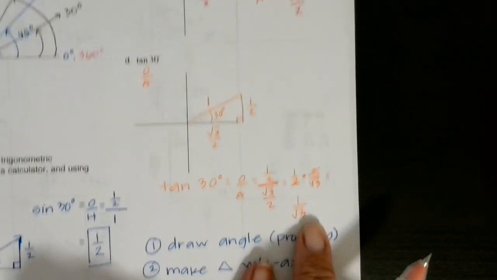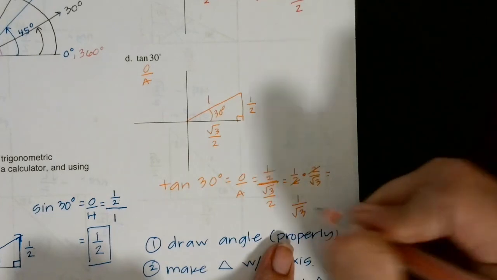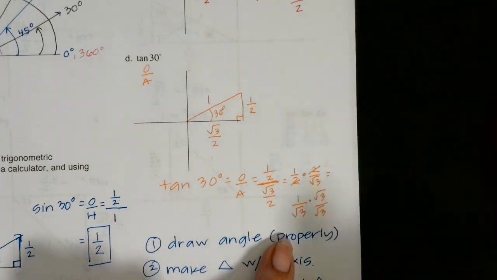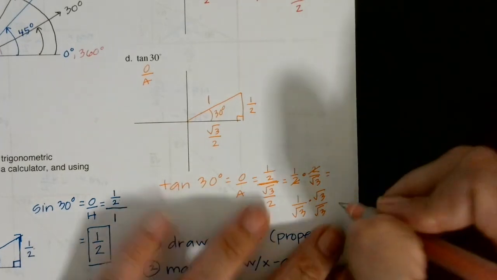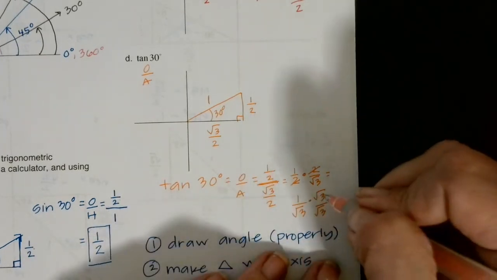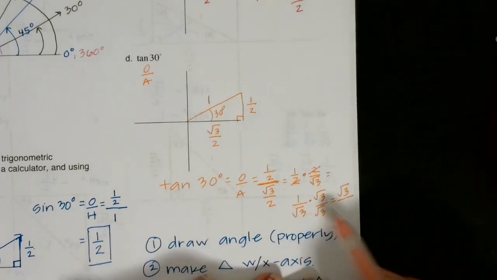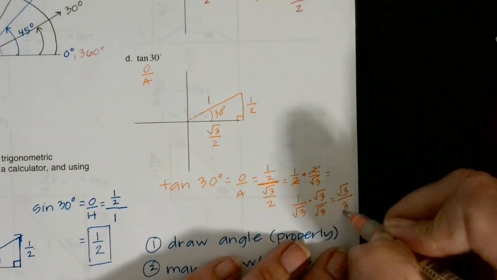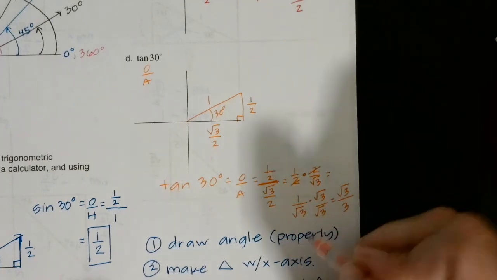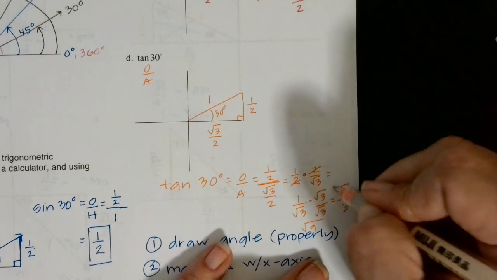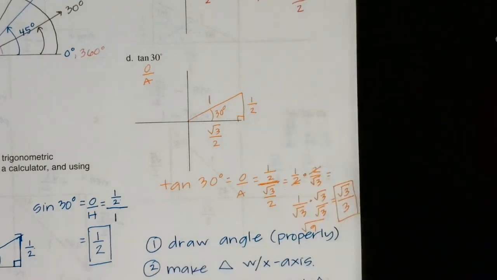You're not allowed to have a square root in the denominator though, so you're going to rationalize, which is from the previous chapter, and you are going to simplify. 1 times radical 3 is radical 3, and any radical times itself just becomes that number. That's because this is really radical of 9, and the square root of 9 is 3. So that is root 3 over 3.